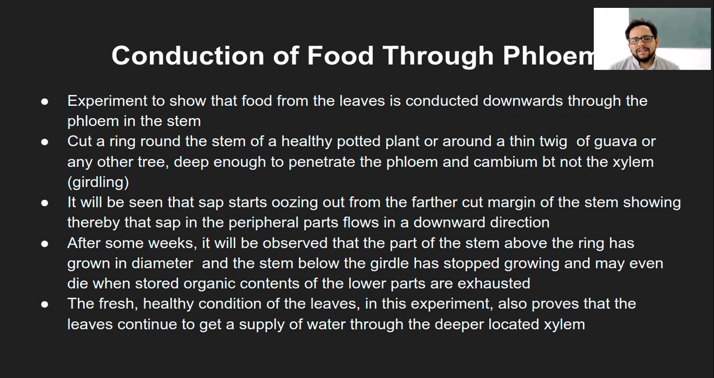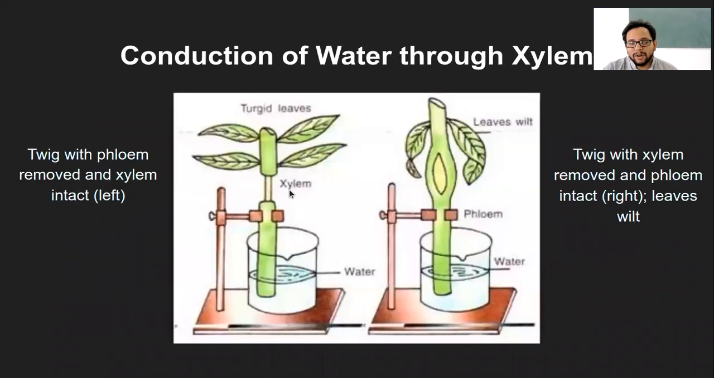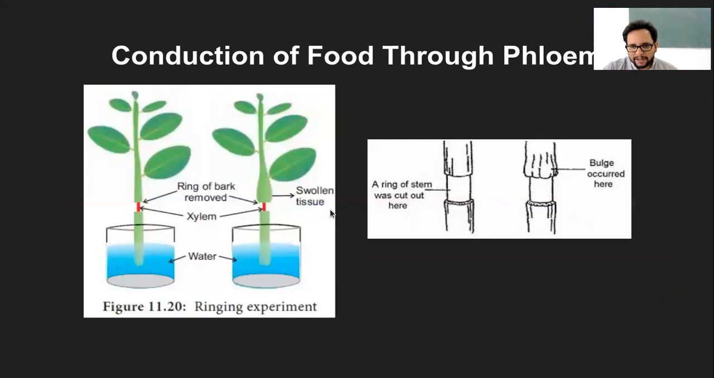Now again, this experiment will show that the food from the leaves is conducted downward through the phloem in the stem, right? Obviously the phloem is the bidirectional conducting tissue, that is, it can flow downward as well as upward. Xylem is only upward. Now in this case also, cut a ring around the stem of a healthy potted plant, around a thin twig of guava, or you can take any other tree, and dip enough to penetrate the phloem and cambium, but not the xylem. Again, like in the first case, we had done something similar, and it is shown here.